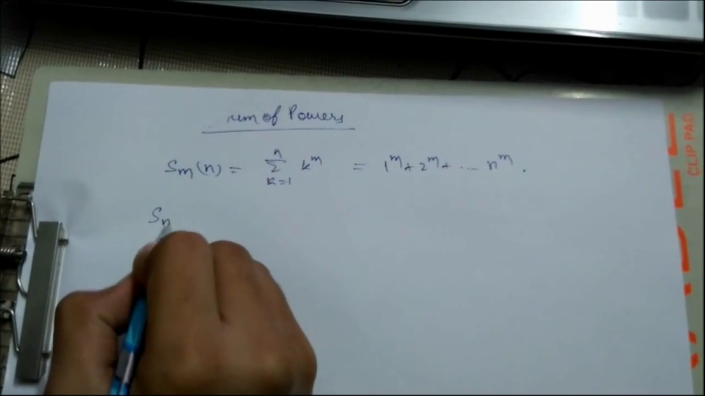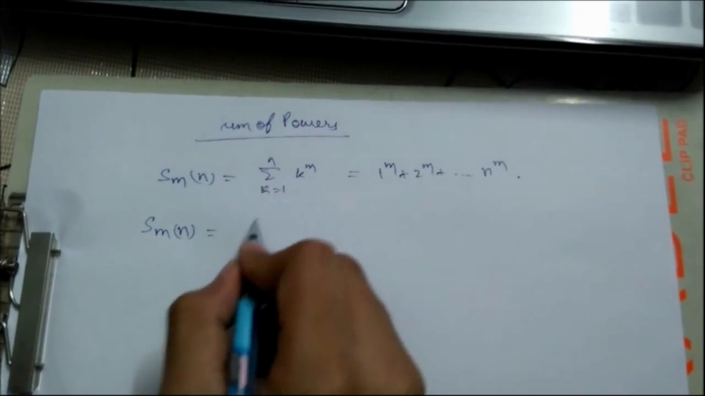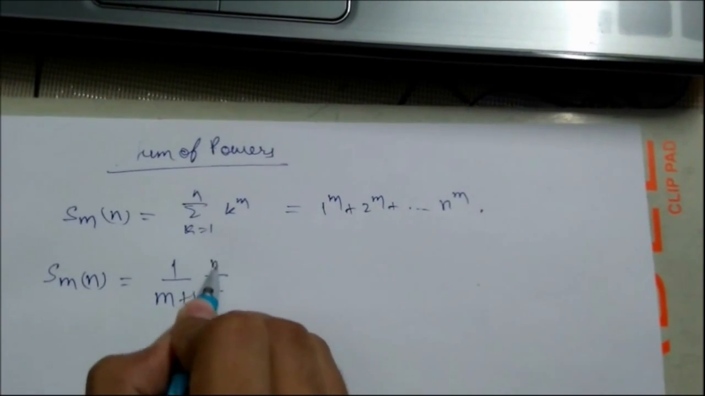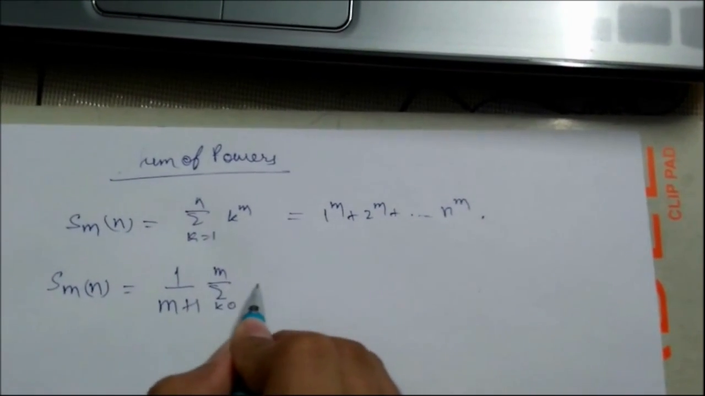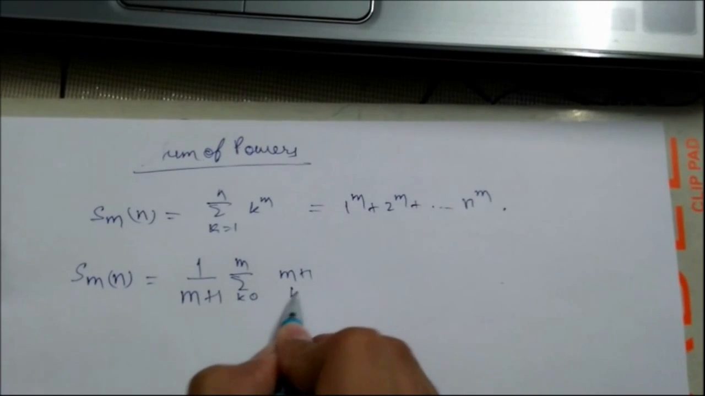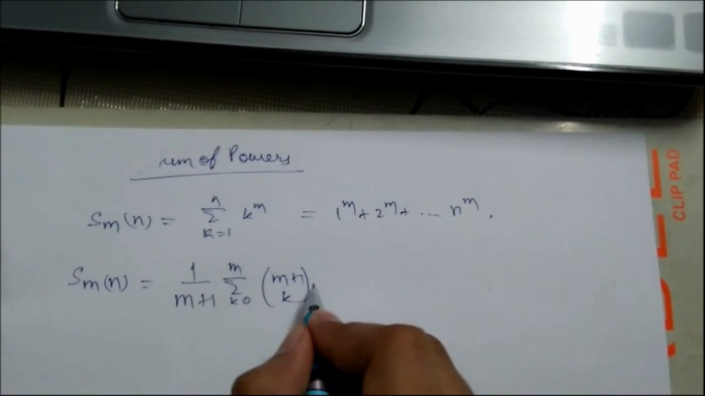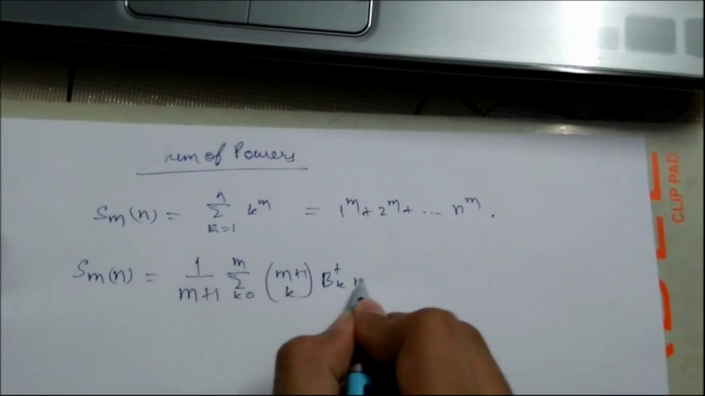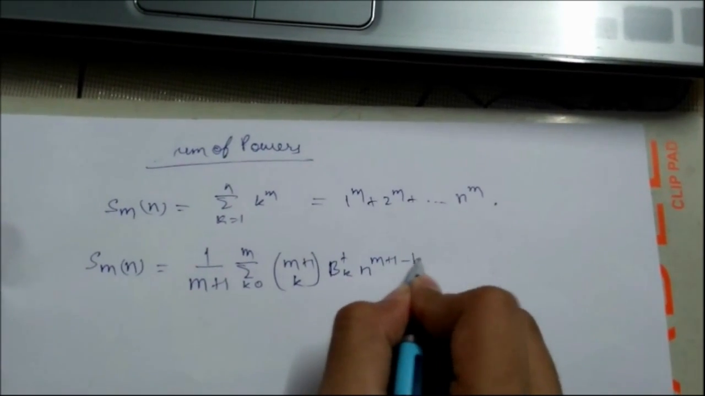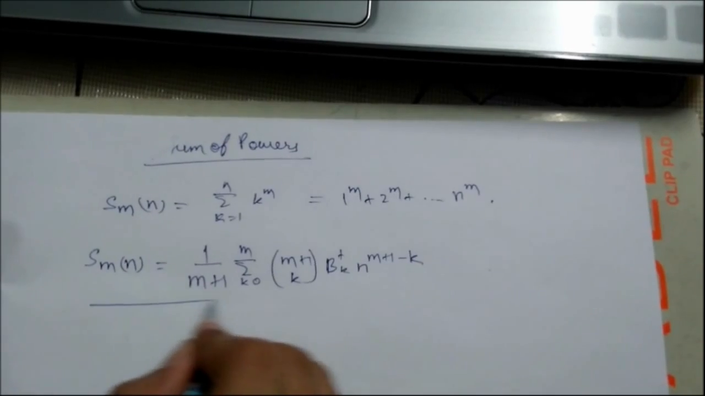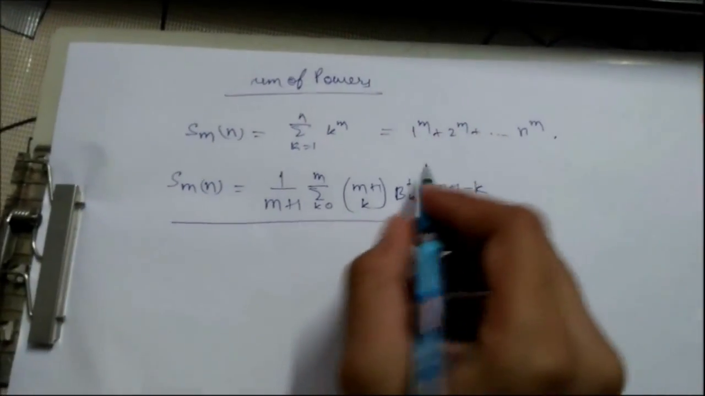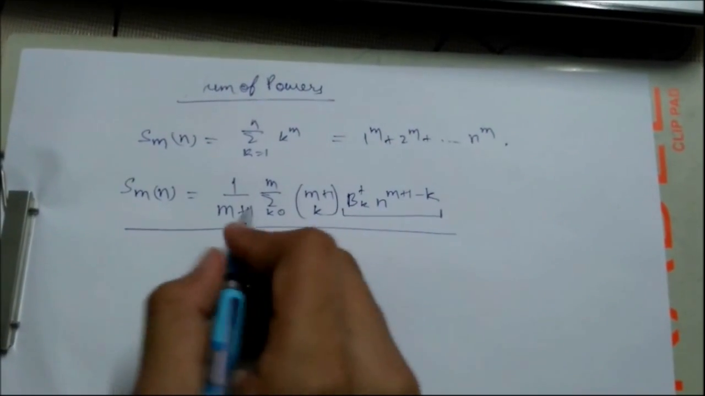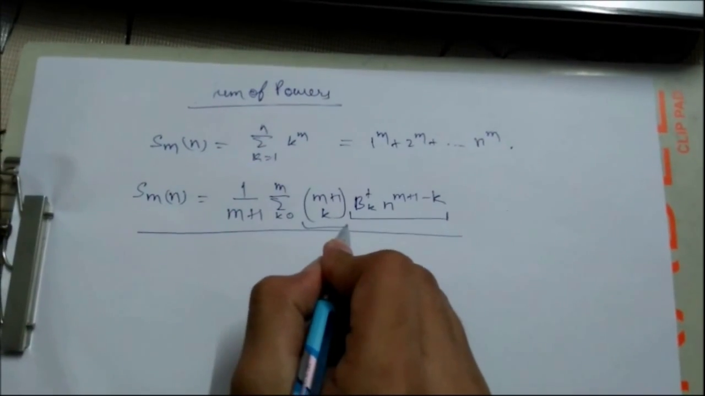The formula is given as follows. The same sum Sm of n is equal to 1 by m plus 1 sigma, m plus 1 combinations of k. This is the Bernoulli formula, and over here we are using the Bernoulli numbers, and this is the binomial coefficient.